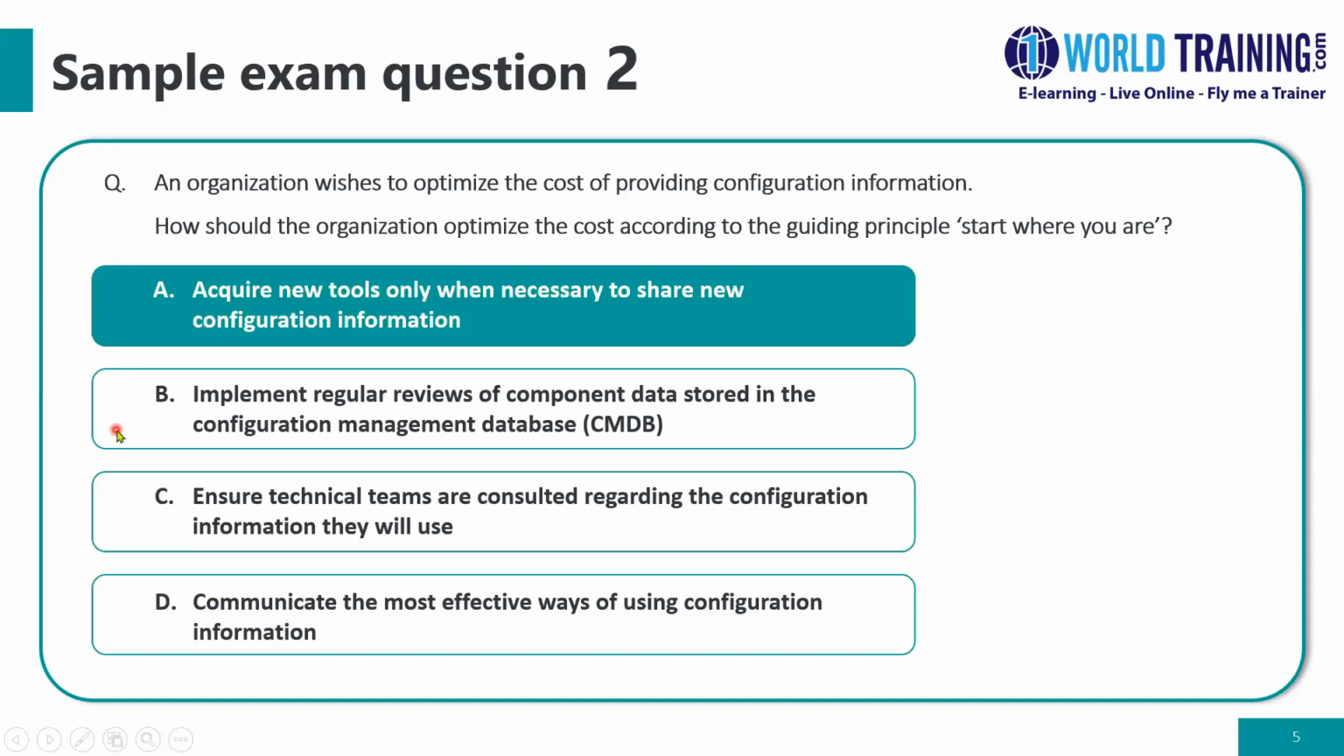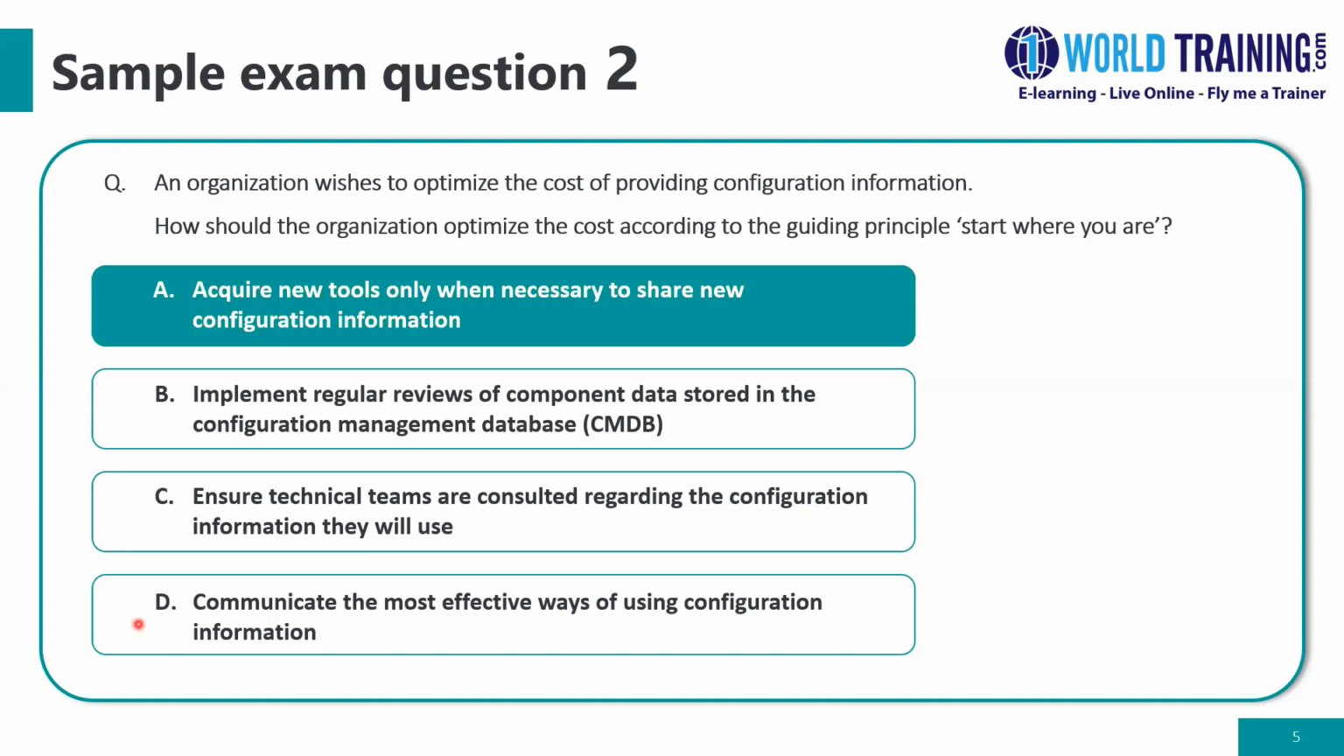Option B, implement regular reviews of component data stored in the configuration management database. This is the guiding principle, progress iteratively with feedback. The word regular reviews is the clue there. Option C is about the focus on value principle. It is about including the relevant information that is required by stakeholders and not using or including other information.